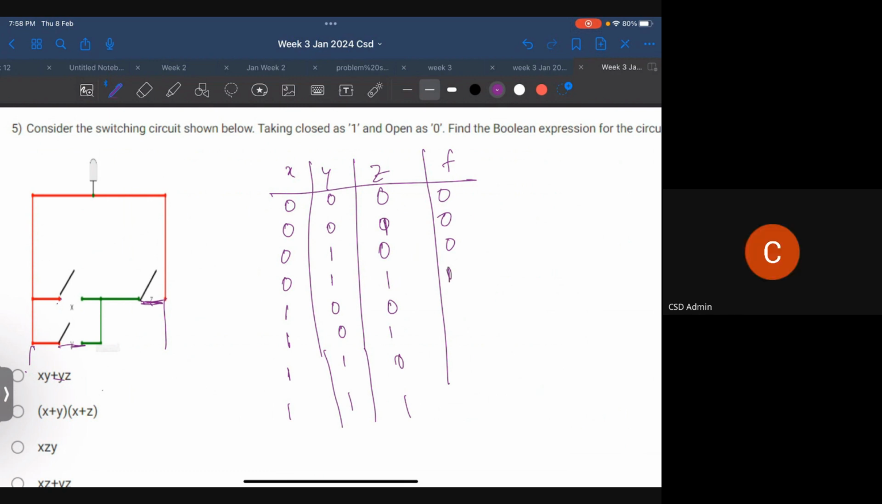One very basic question. The F here is the bulb itself, I believe? Yes, F is the bulb. The LED will glow.